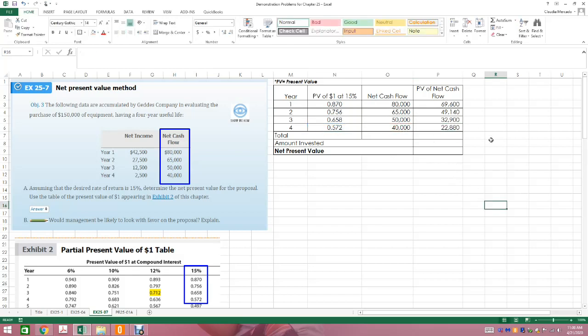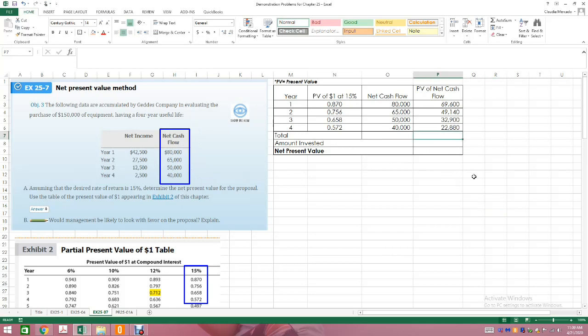There we go. So I've now got the present value of my net cash flows for years 1 through 4. What does this tell me? It tells me that in year one, my cash flow is going to be $80,000. The present value of that cash flow today is $69,600. So $69,600 invested at a 15% rate is going to grow to $80,000 for year one. This is how much those future cash flows are worth today.